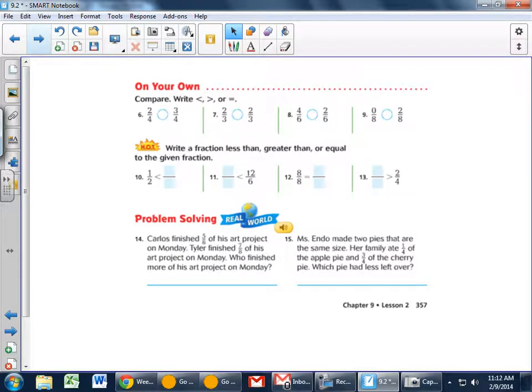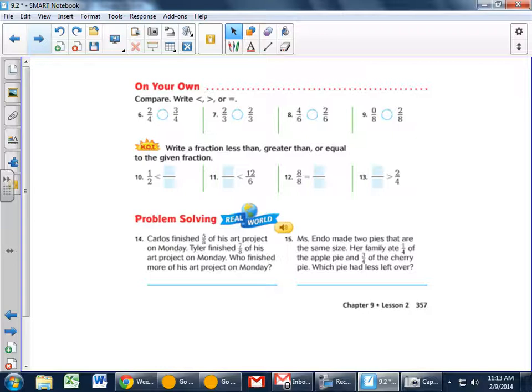Your next part is on your own, so you're going to compare those, and as long as the denominators are the same, you just have to look at the numerators. So 6, 7, 8, and 9 are pretty easy, just like we just finished. On 10, 11, 12, and 13, you're going to write a fraction that is less than, greater than, or equal to the given fraction. So you'll have to look at the sign. Remember that you want your denominators to be the same.